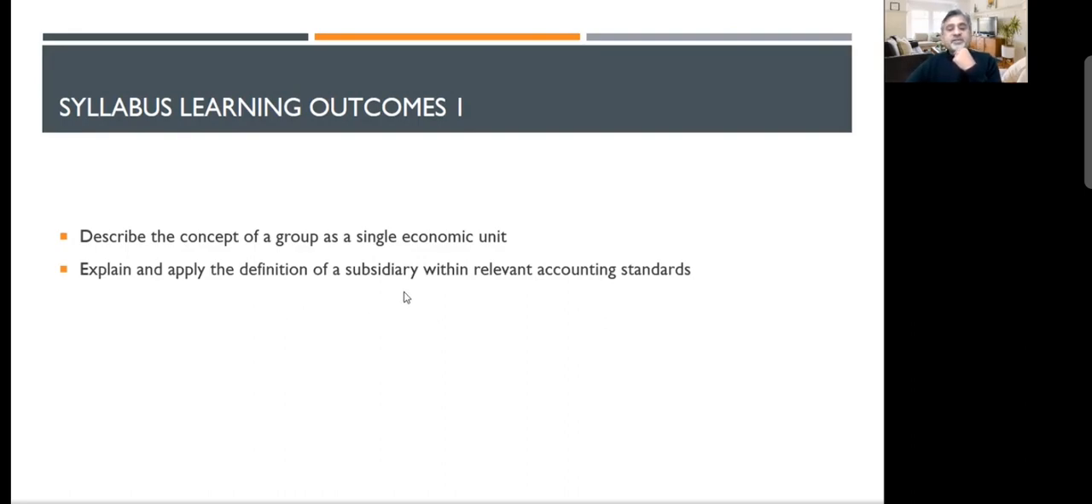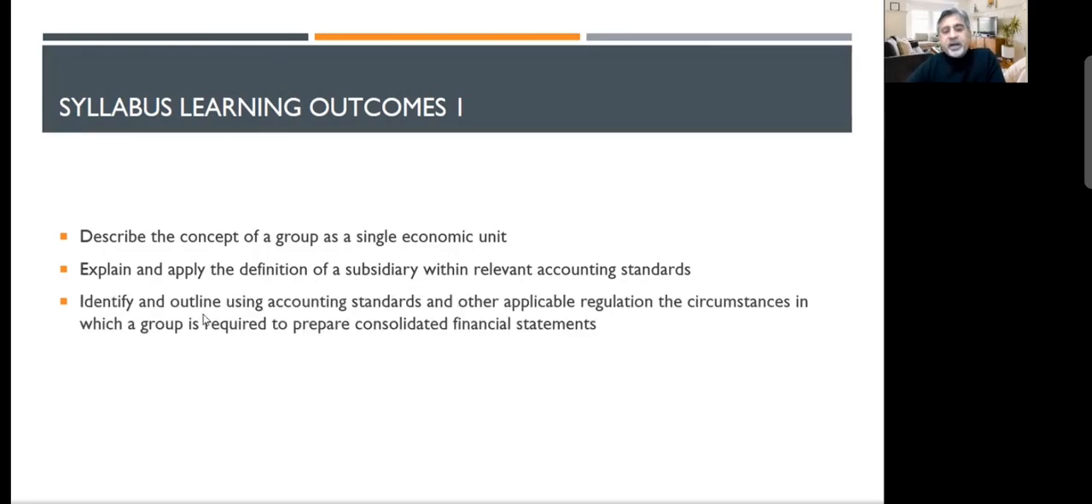Explain and apply the definition of a subsidiary within relevant accounting standards. We are going to learn what is a subsidiary, what is an associate, what is an investment, what is a joint venture and joint arrangements, etc. We'll discuss subsidiary in quite some detail a little later. Identify and outline, using accounting standards and other applicable regulation, the circumstances in which a group is required to prepare consolidated financial statements, when you should prepare, and if there are any exemptions or not.